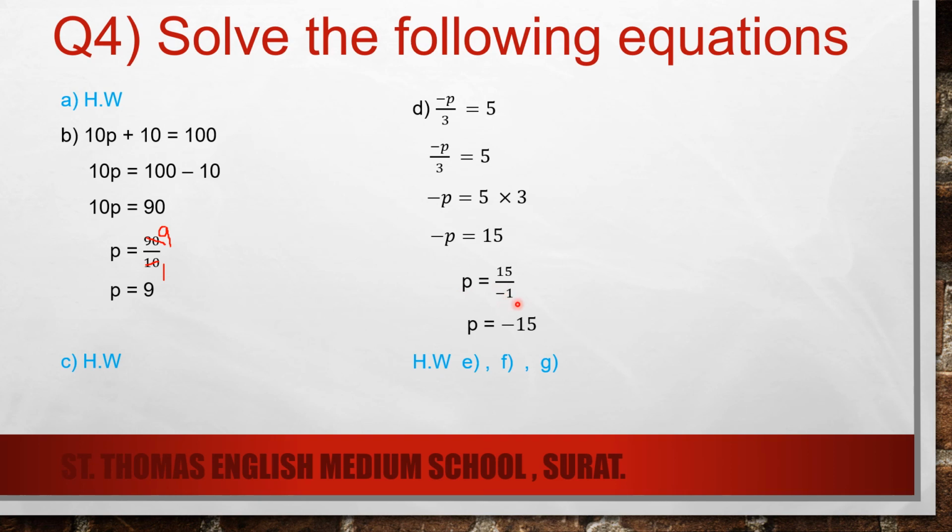It's clear children? You cannot write the variable as minus because we have to find the value of p, not minus p. So here minus p is 15, and minus p meaning is minus 1p. No number is written here, meaning is 1, okay, minus 1. So it comes here, becomes division. 15 divided by minus 1. Answer is minus 15. 15 by 1 answer is 15, so 15 by minus 1 answer is minus 15. Now homework E, F, G.